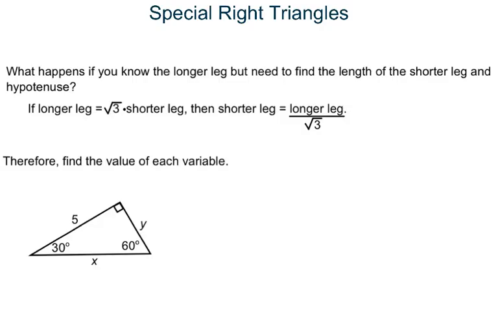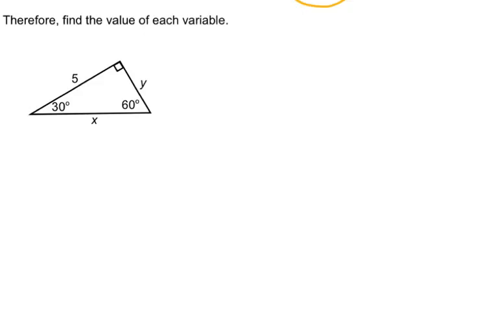Now, what happens if you know the longer leg? Okay, if you know the longer leg, it says here, to find the shorter, you divide that longer leg by root 3. Therefore, find the value of each variable. Okay. Now, notice here we know opposite the 60, that's the longer leg. To find the shorter one, what we're going to end up doing is taking the longer leg and dividing it by root 3. But just like we did on the 45, 45, 90 triangles, we can't leave that root 3 in the denominator. We have to rationalize the denominator.